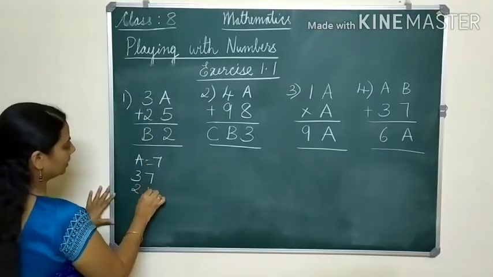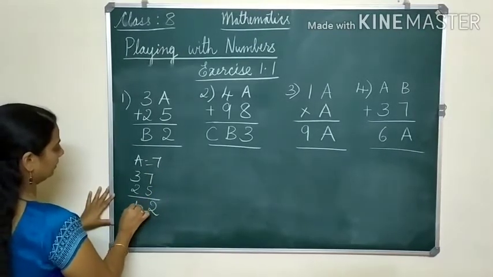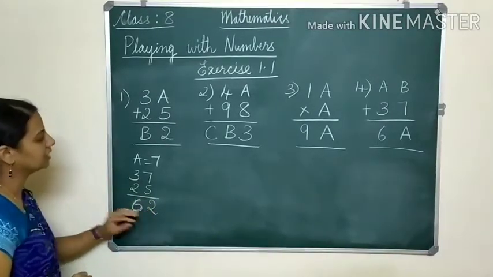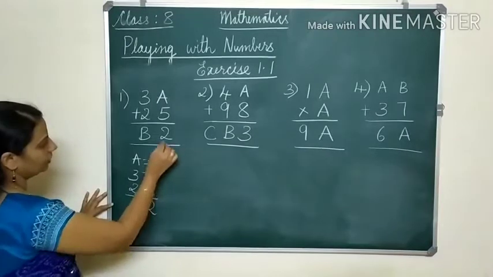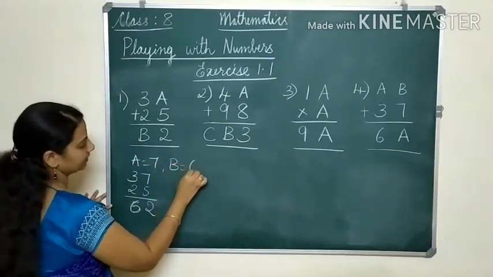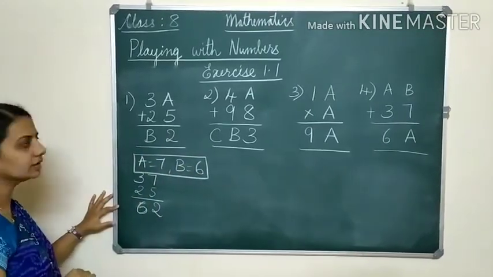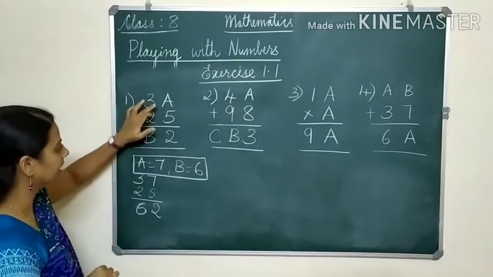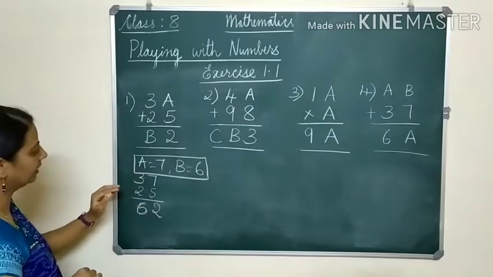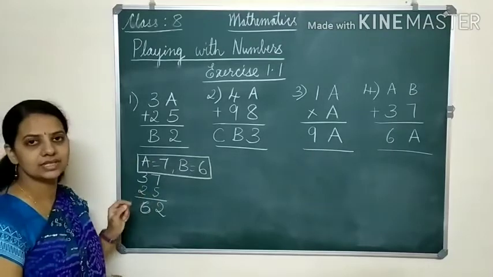37 plus 25 gives you 12, 1 carry, 62. So you got the exact value now. B takes the value of 6. Now this is the answer. You understood, children? Here you have to consider A as 7 and do the math. 7 plus 5 is 12, 1 carry, 1 plus 3 plus 2 is 6. So B takes the value of 6.